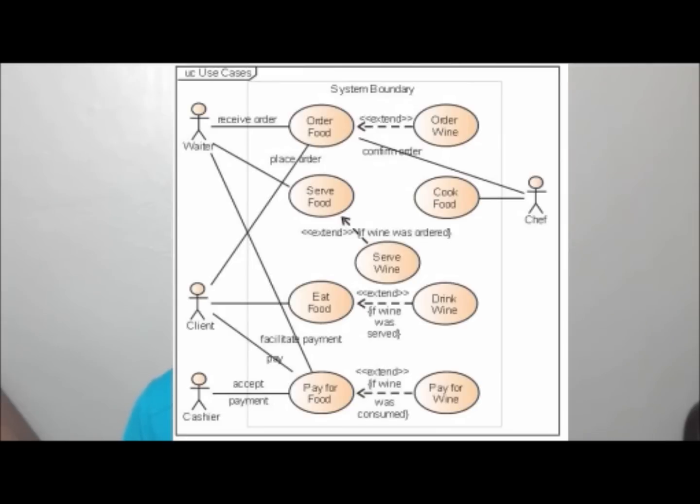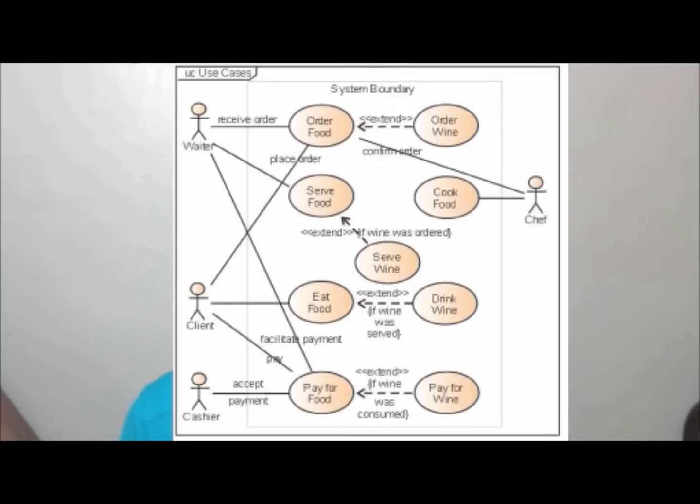Now again, there's going to be a lot of complexity behind the process of ordering food, and that's the beautiful thing about use case diagrams. It's the beautiful thing about object-oriented analysis. We can hide the complexity inside the oval.